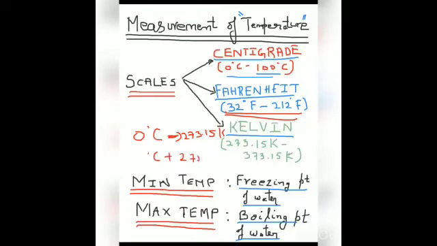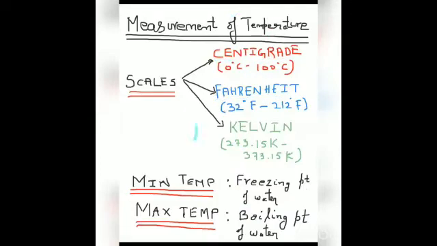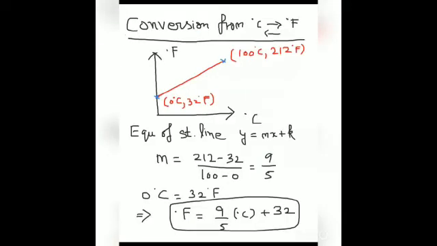Once again, I will repeat, Celsius scale starts from 0 degree, which is the lower fixed point, and upper fixed point is 100 degree, which is the boiling point of water. And in the Fahrenheit scale, the lowest temperature measured is 32 degree Fahrenheit and upper fixed point is 212 degree Fahrenheit. To convert Celsius scale to the Kelvin scale, we add 273 to the Celsius scale.